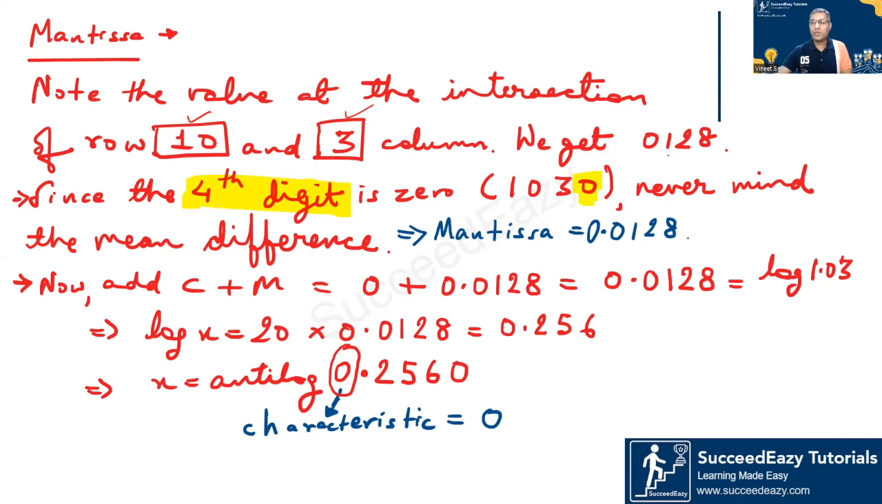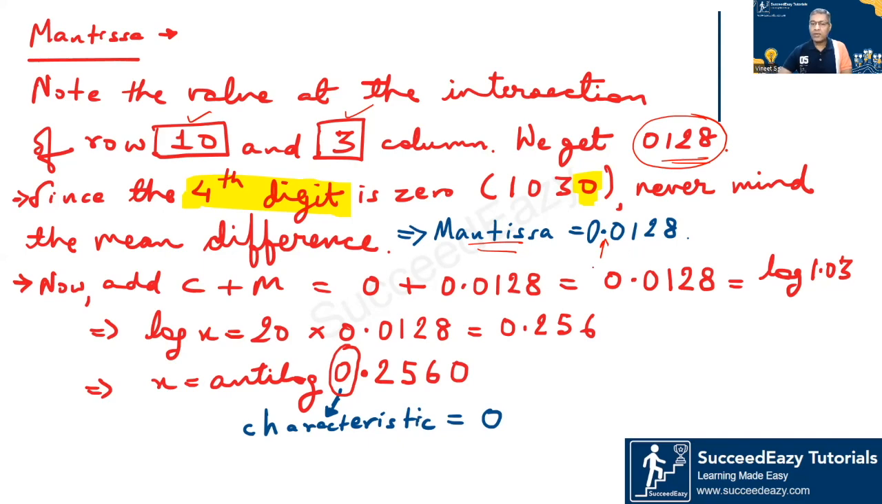What you get is 0128. The fourth digit is 0, so you ignore the mean difference table. So the mantissa you get is 0.0128. Mind you, this 0128 is the fractional part. That's why you can put this decimal over here.